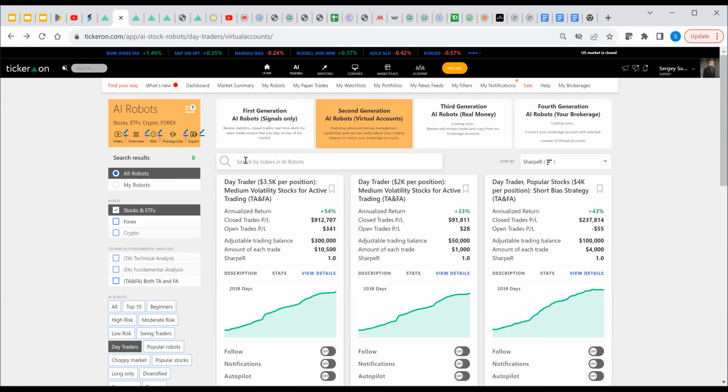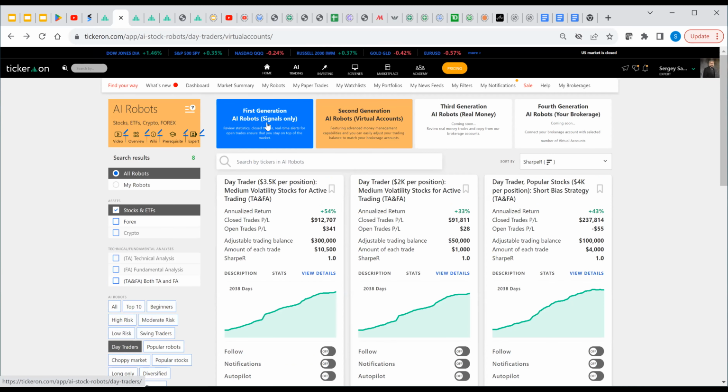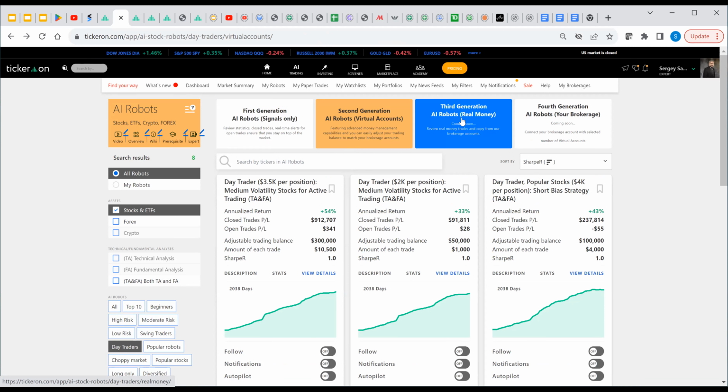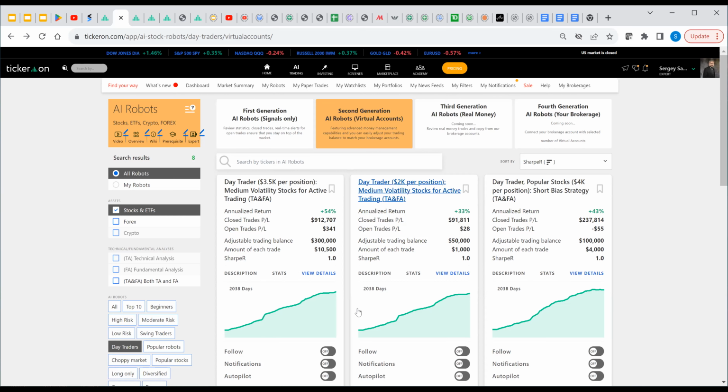Okay. Now, I showed you this is signals only, first generation. That's where we started. And then this is a second generation. And this is a third generation. What we've done, and that's what we've been testing, that's not released yet, it's coming soon. We took some of the virtual accounts and then connected to our own brokerage accounts.